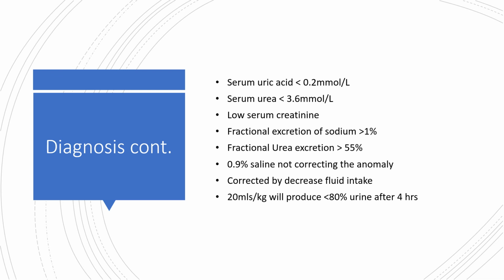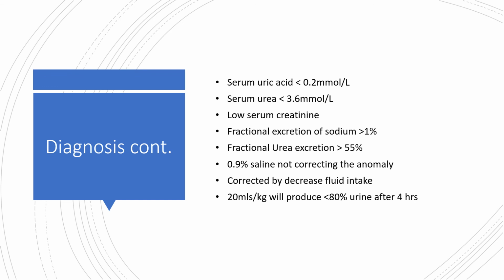And why are we concerned about all this? Because if this is a kidney problem, all these values will be high. Fractional excretion of sodium will be greater than 1%, and fractional urea excretion will be greater than 55%. If you give 0.9% saline, which is called normal saline, right, it is not going to correct the anomaly. Isn't that wonderful? Then you begin to hone down on SIADH.